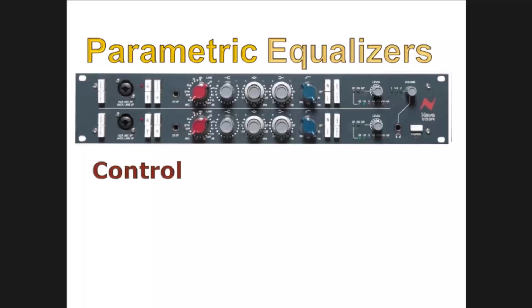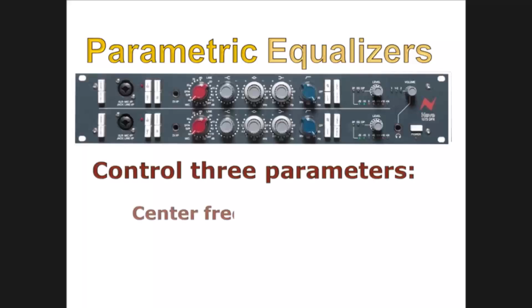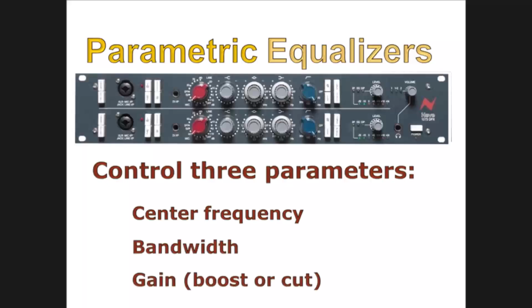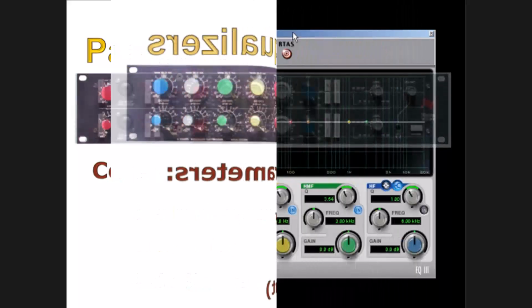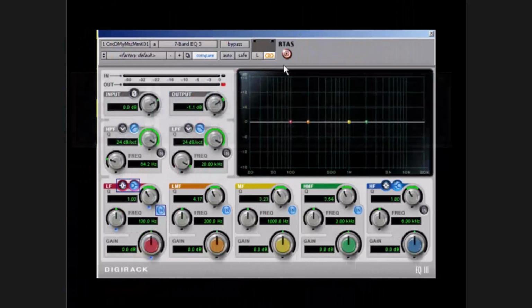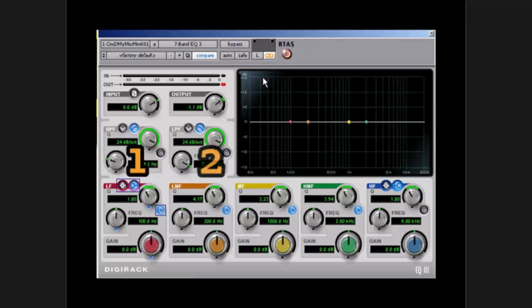Parametric equalizers control 3 parameters: the center frequency, the bandwidth, and the amount of boost, amplitude increase, or cut, amplitude decrease that you're applying. Let's take a look at the 7-band equalizer that comes with Pro Tools to see what we mean by center frequency, bandwidth, and gain. Here are the controls for the 7 bands: 1, 2, 3, 4, 5, 6, and 7.